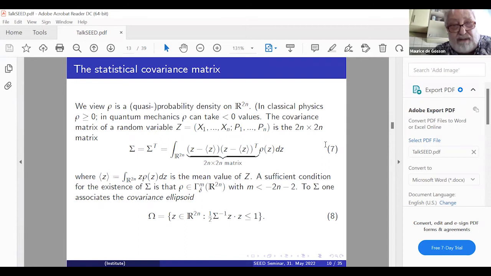So you must assume here that sigma is invertible, but in quantum mechanics, it is always invertible. We're going to see why. If you replace the sigma minus one by sigma, you get the so-called information matrix. It also has another name. I don't remember it, but well, information matrix.